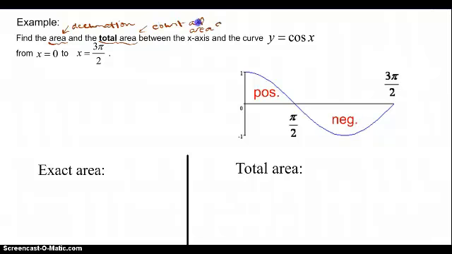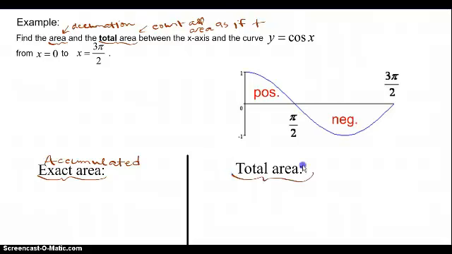as if positive. So there's a difference between the exact area or accumulated area in the plane, meaning the negative area does subtract from the positive area that's accumulated, and total area, which is count all area as if it was positive.